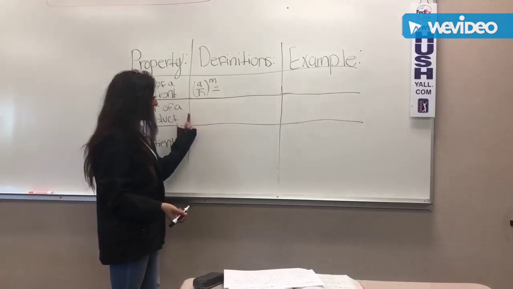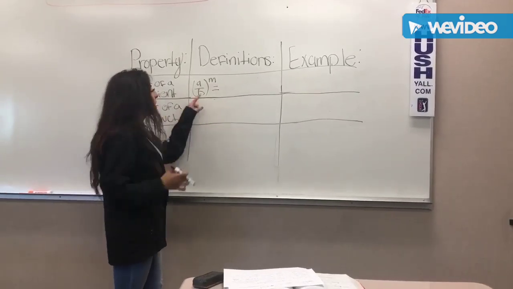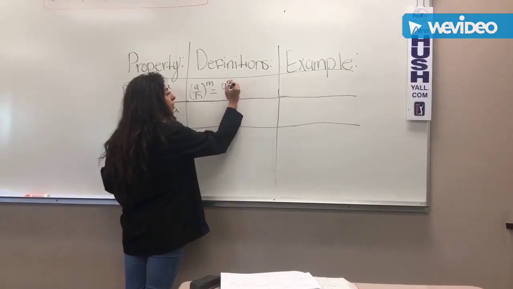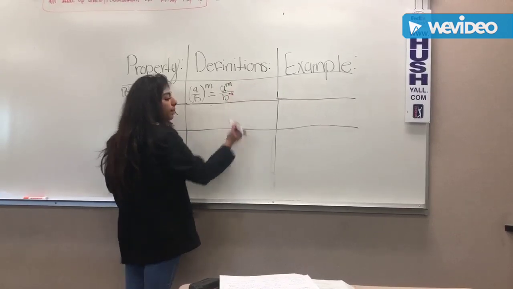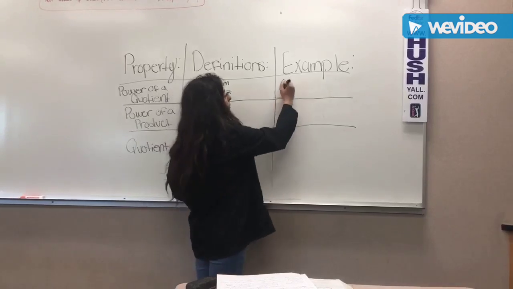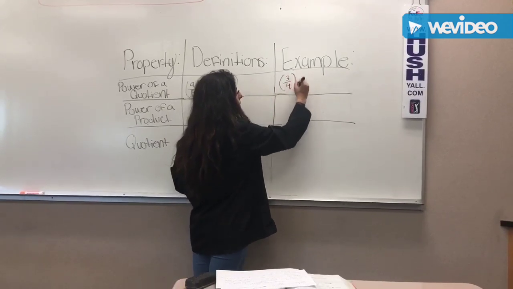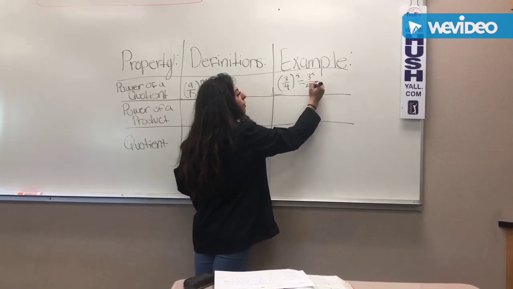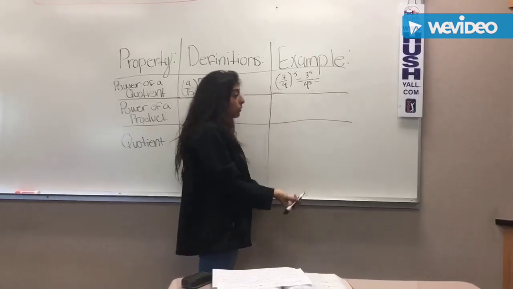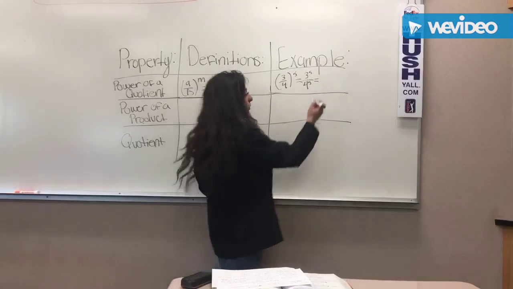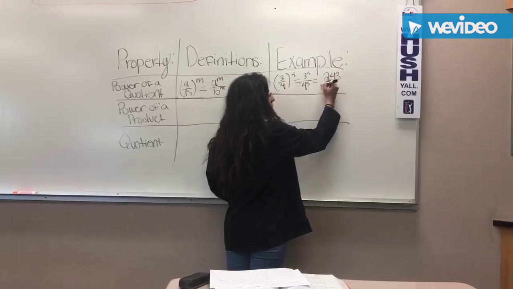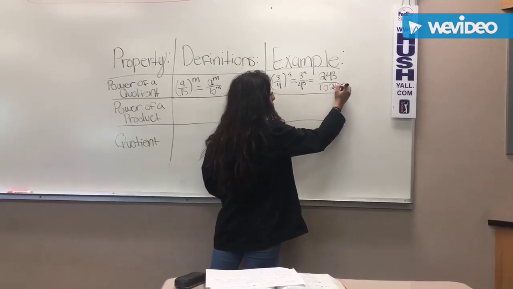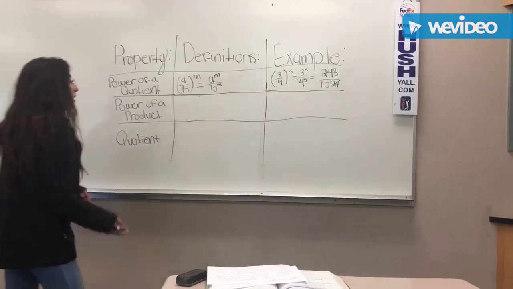Now with this exponent here, each of these variables is going to have the m as an exponent when we do them separately, so it's going to be a to the power of m over b to the power of m. When we do an example of it, we'll use 3/4 to the power of 5. When we rewrite this, this is going to be 3 to the power of 5 over 4 to the power of 5. If you want to continue, 3 to the power of 5 comes out to be 243, over 4 to the power of 5, which is 1,024.